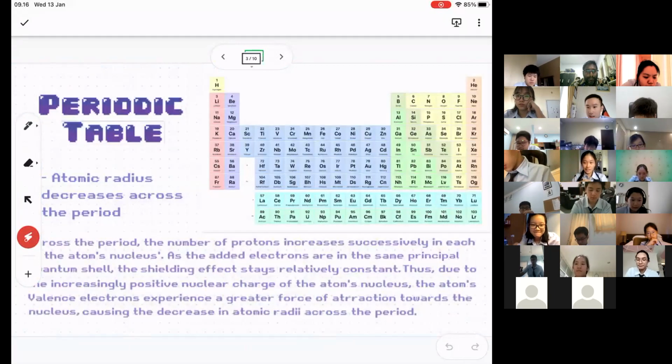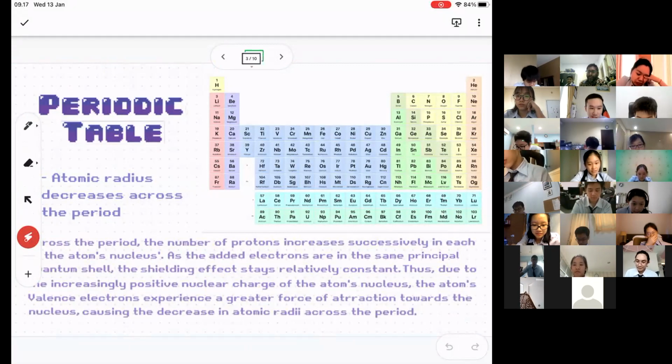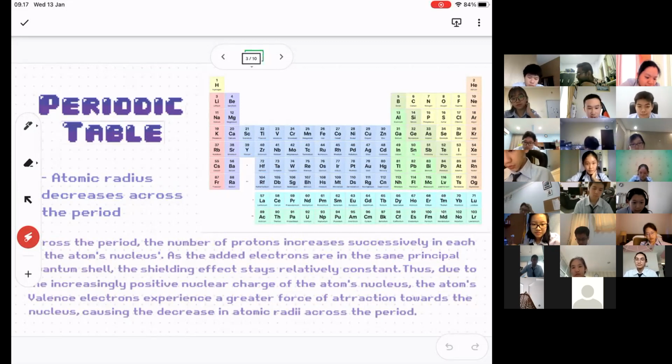Now, regarding the periodic table, the atomic radius decreases across the period. Why is it? Across the period, the protons keep increasing in the nucleus, and the electrons are in the same principal quantum shell, so the shielding effect stays constant. Because of the increasing positive nuclear charge, the atoms' valence electrons have a greater attraction towards the nucleus, and this makes the atomic radii decrease.